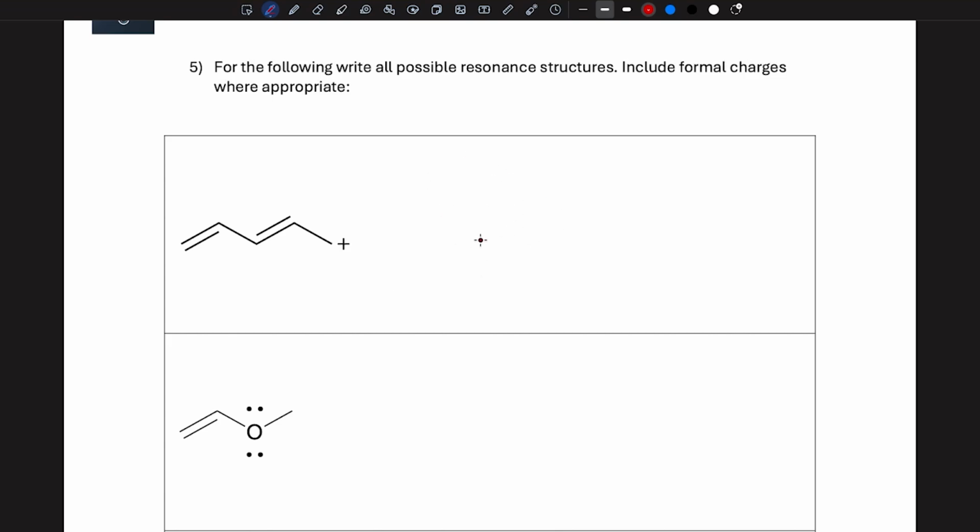All right, in the next couple of problems, we have to try to draw as many resonance structures as possible. And so what I'm going to do is use my strategy of trying to move one thing at a time, not moving more than that.